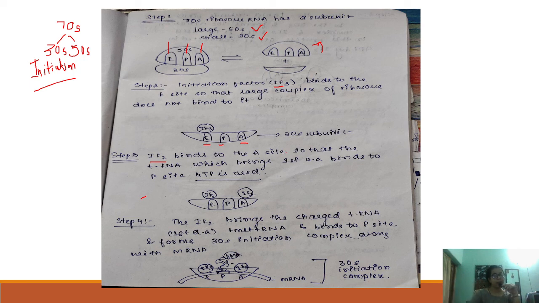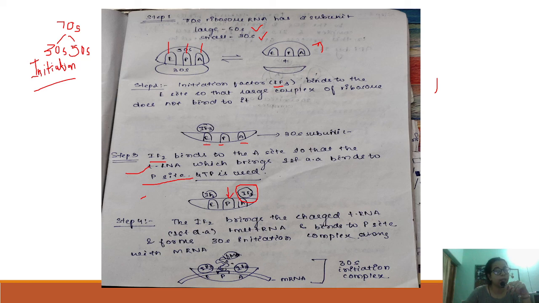IF2 will bind to the A site so that the tRNA which brings the first amino acid binds to the P site, and GTP is used. Very, very important point. First, IF3 will block the E site. After blocking the E site, the next factor that will come is IF2. This IF2 will come and block the A site so that the tRNA which will come will bind to the P site only.